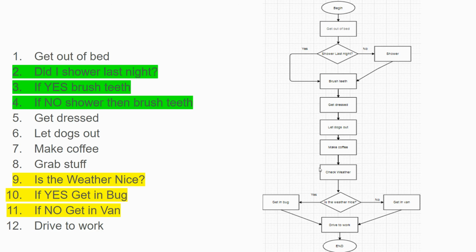Right now, you need to make sure that you have your algorithm written down in natural language, and tomorrow we'll do the flowchart. Make sure you have all these notes, and make sure you have your morning routine algorithm written down in your natural language, and then we'll do this tomorrow.